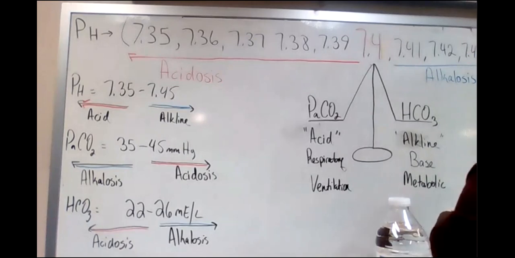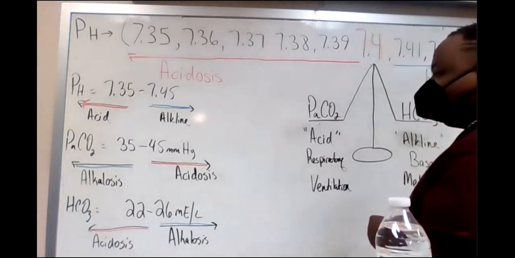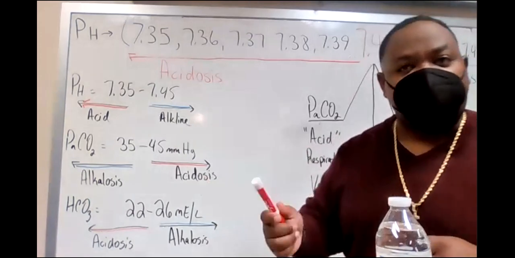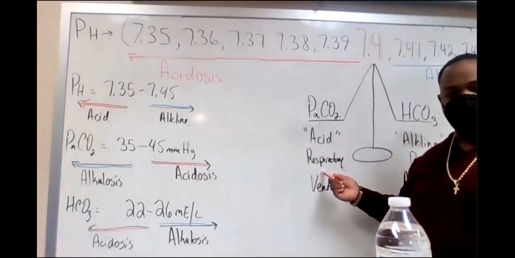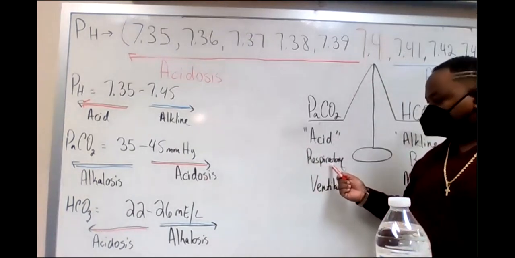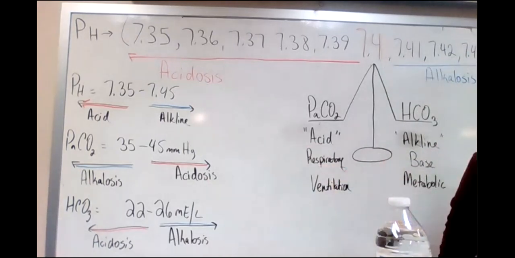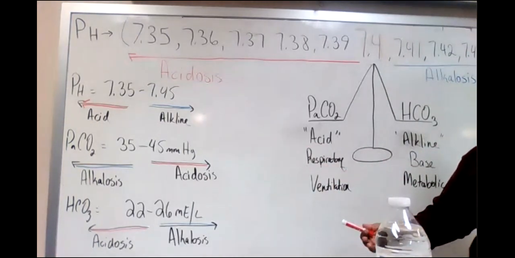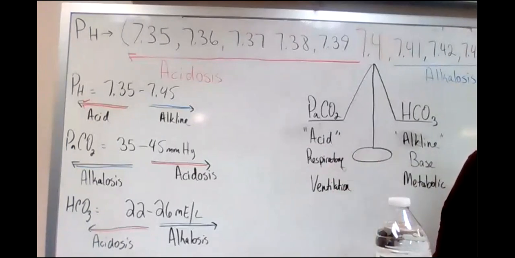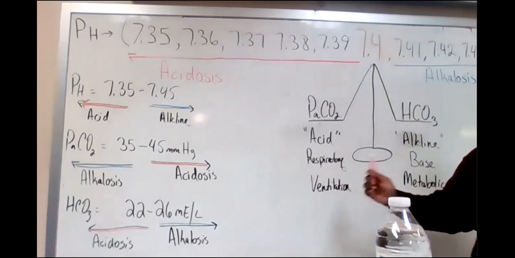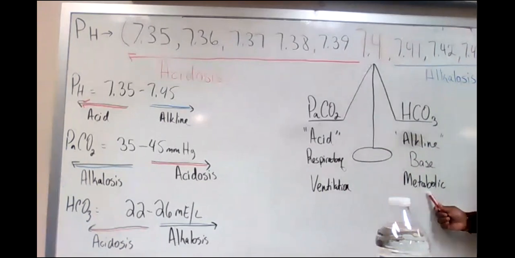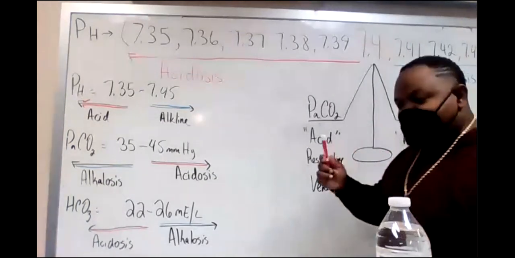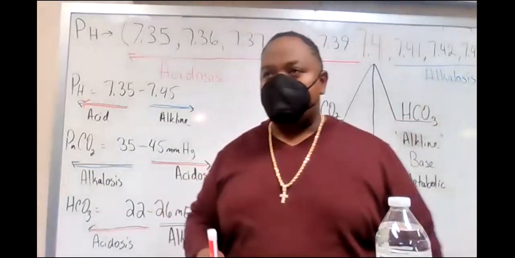All right. Now, if CO2 is causing the problem, then it's a what? Respiratory problem. If CO2 is causing the problem, it's a respiratory problem. It's either going to be a respiratory acidosis or respiratory alkalosis. If bicarb is causing the problem, then it's a metabolic problem. It's either metabolic acidosis or metabolic alkalosis. Okay?